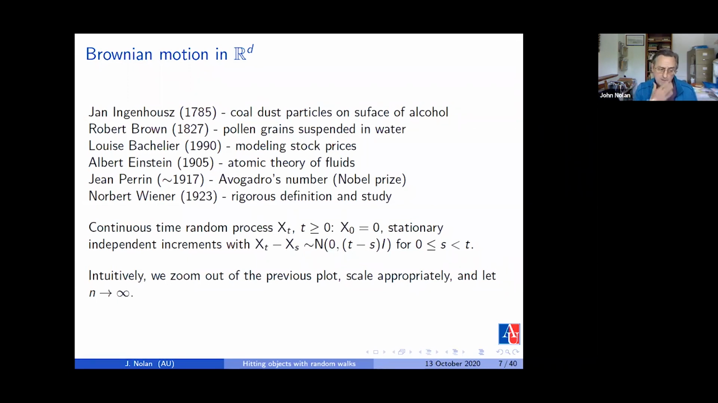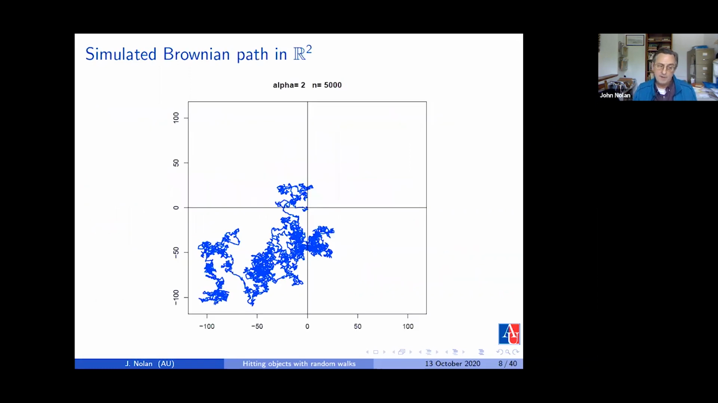And so intuitively, what we're doing here is we're going to zoom out on the previous plot, which we saw here, scale appropriately, and then go to infinity. And here's a short simulation in 2 dimensions. Again, we start at the origin, and this path jiggles around. So the scaling keeps things finite, but there's a lot of irregularity in these paths. This is a simulation with 5,000 steps in the path. And I'll point out that these are random paths. This is one possible realization, or more precisely, this is a discrete approximation to one possible realization.